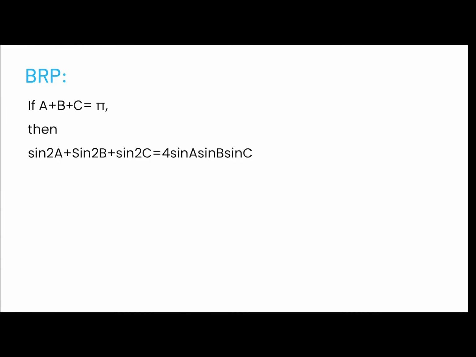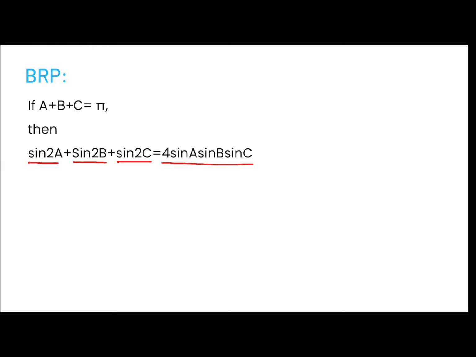Okay, so we have another important point which is helpful in solving some particular sums. If we have three angles whose sum is pi, that is 180 degrees, then the result is sin of 2A plus sin of 2B plus sin of 2C is equal to 4 times sin A sin B sin C.